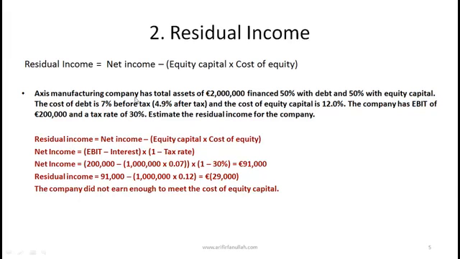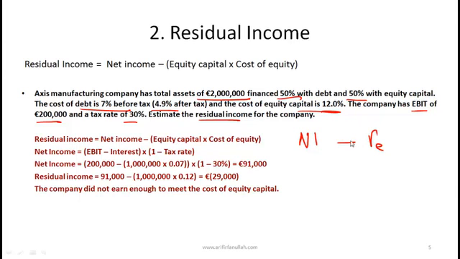So we have Axis Manufacturing Company that has total assets of 2 million, financed 50% with debt, 50% with equity. The cost of debt is 7% before tax, 4.9% after tax. The cost of equity is 12%, and the company has operating profit of 200,000, tax rate of 30%. Estimate the residual income. So what was the concept behind residual income? You want to come up with your net income, and then you want to subtract your cost of equity. What's the cost of equity?